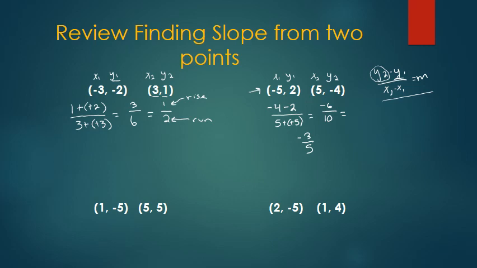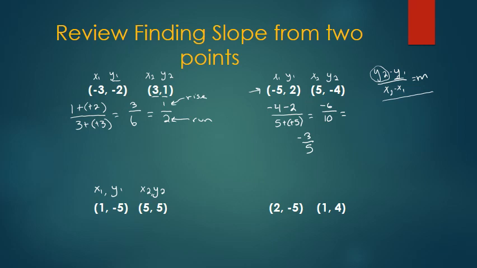All right, the next pair, we have (1, -5) and then (5, 5). So once again, I'm going to label x1, y1, x2, y2. Now, go ahead and pause the video, and I want you to try calculating the slope using these points and seeing what you get, and then restart the video and follow the steps, check your steps and then check your answer.